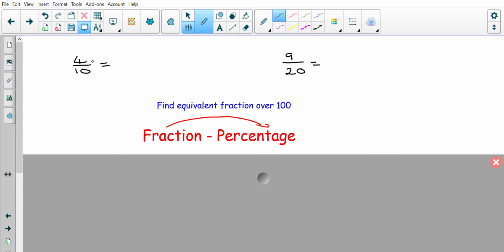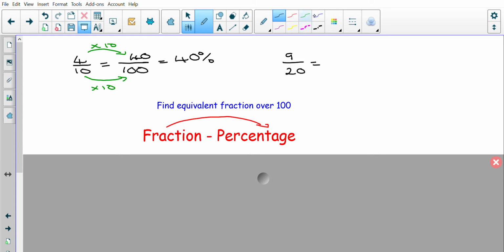So if we look first of all at 4/10, we want to put that over 100. That means the denominator has been multiplied by 10. Therefore, we need to multiply the numerator by 10. So we get 40 out of 100, which is 40%.